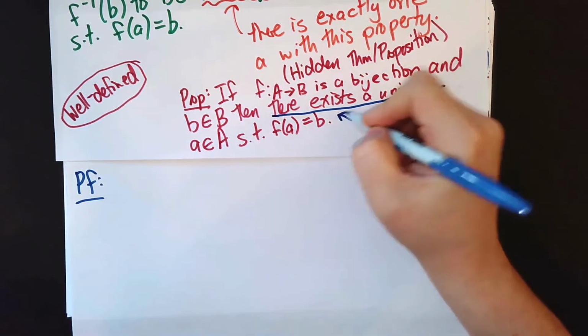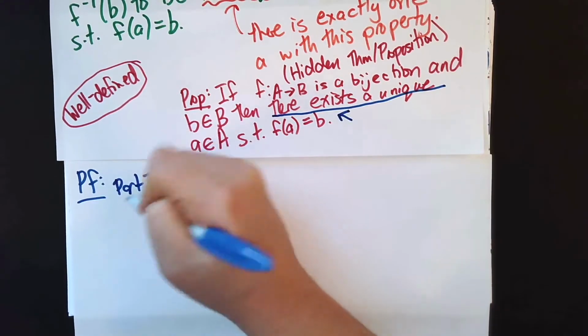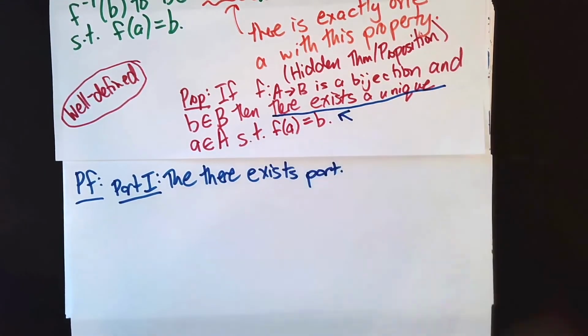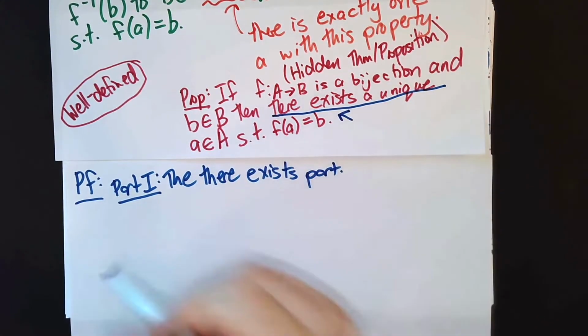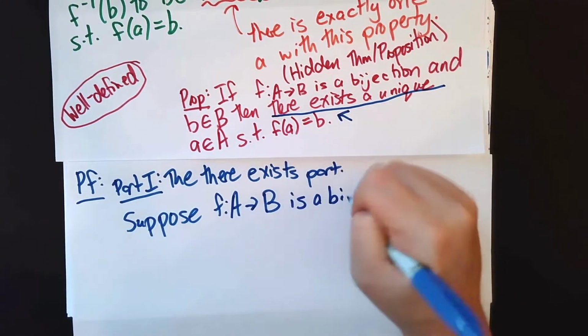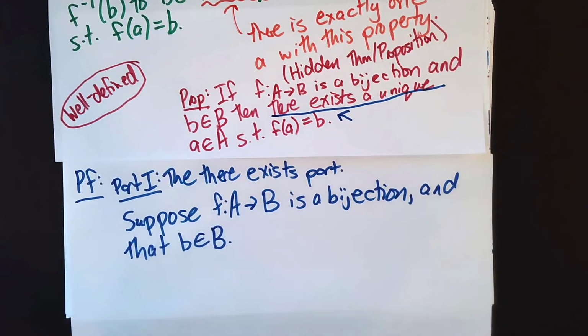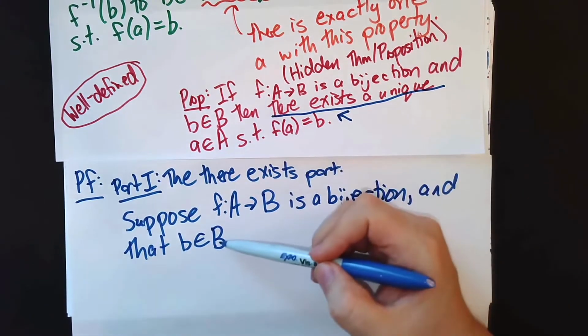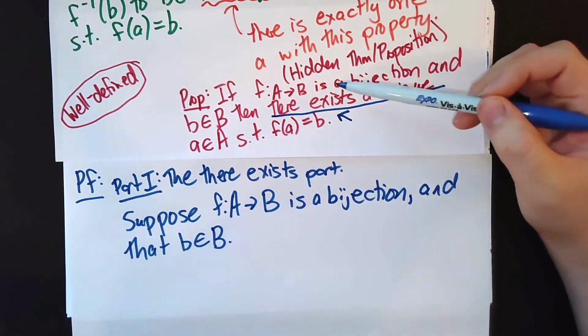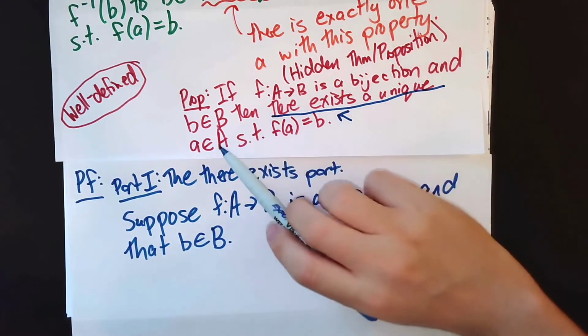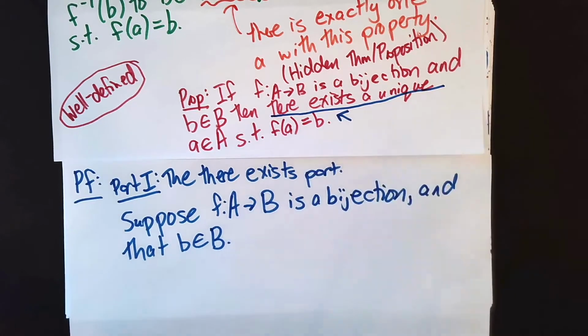And so we're going to do this in two pieces. First, we're going to address just the there exists part. So I'm going to suppose that f from A to B is a bijection, and that little b is an element of big B. So why does there exist a little a in big A such that f of little a is equal to b? Pause for a moment and think about this, because you really should be able to articulate in one very short sentence why that's true.